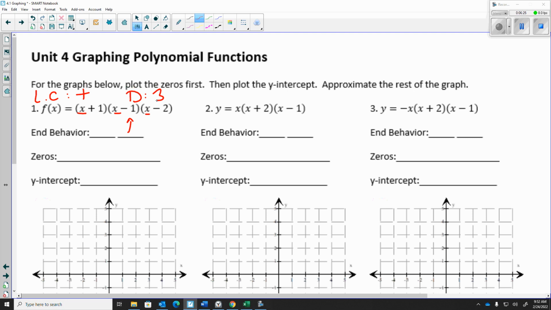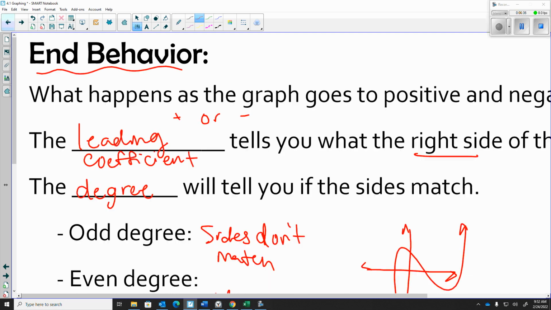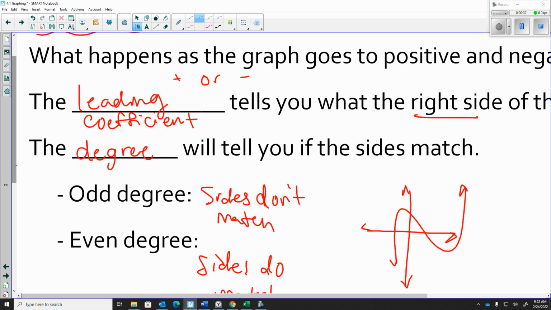All right. Okay, so here's where things get a little funky. We're trying to find the left side of the end behavior. Degree is going to help us do that. So let's just go back for a minute. The degree tells you if the sides match. If it's odd, that means the sides don't match. And if it's even, that means the sides do match.